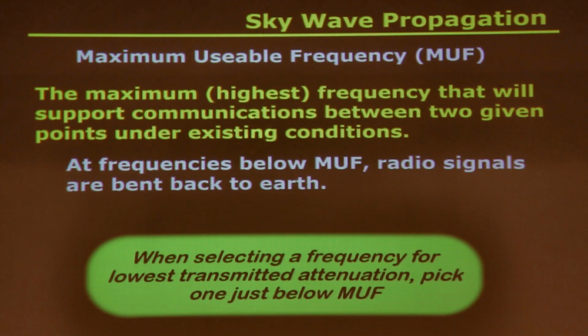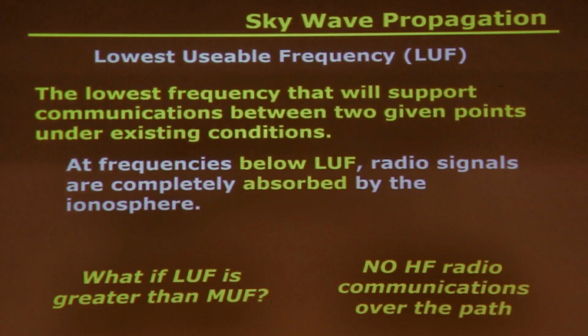Maximum usable frequency will support communication between 2 given points. When you're selecting a frequency for lowest transmission attenuation, pick one just below the MUF. There's also a lower usable frequency. The lowest usable frequency says this is as far down as I can go and still make communications. Anything below that frequency is going to be attenuated. So what I have here now is my LUF and my MUF, my lowest and my highest, and between those two is where I can expect relatively optimum communications.